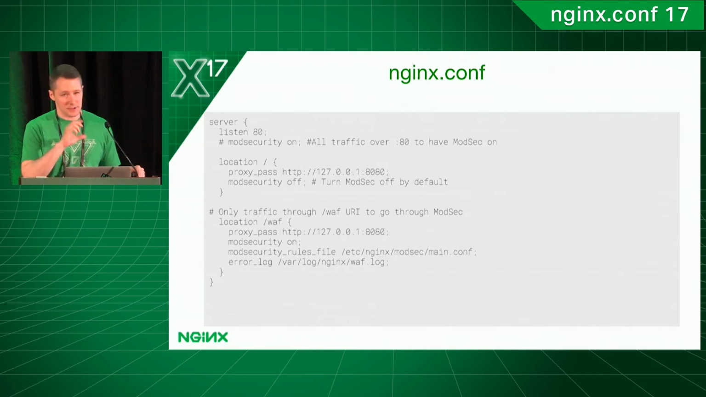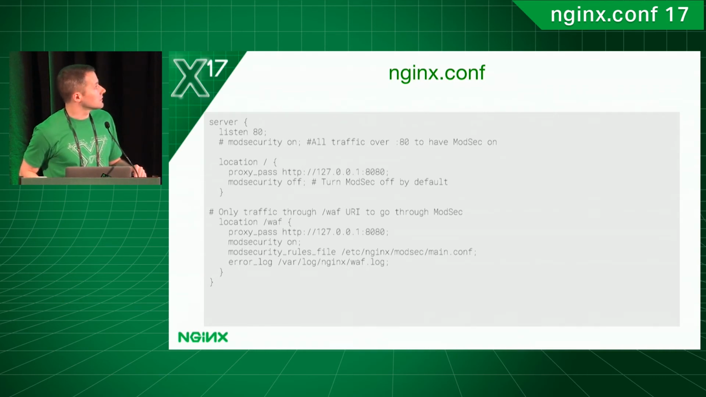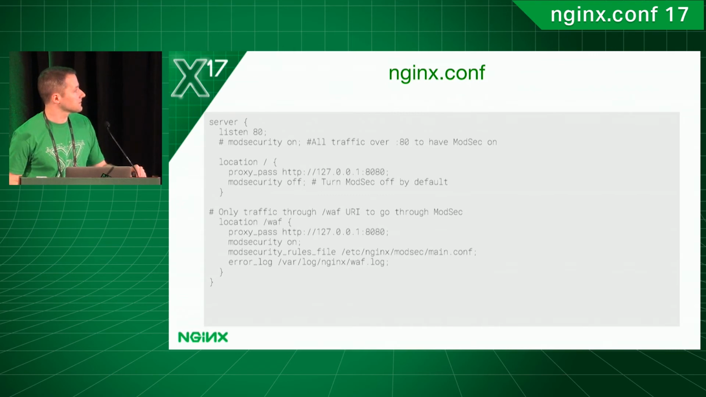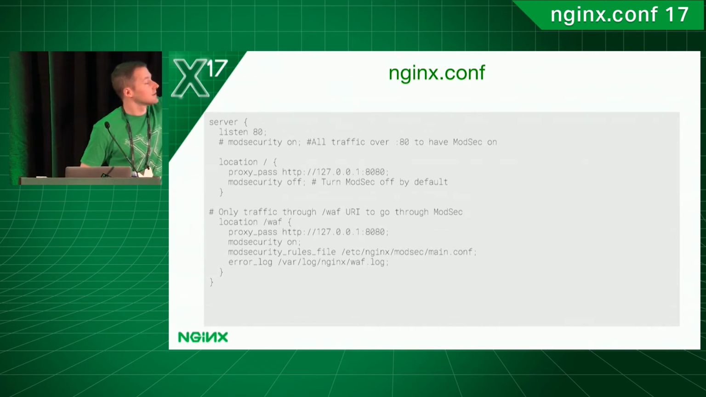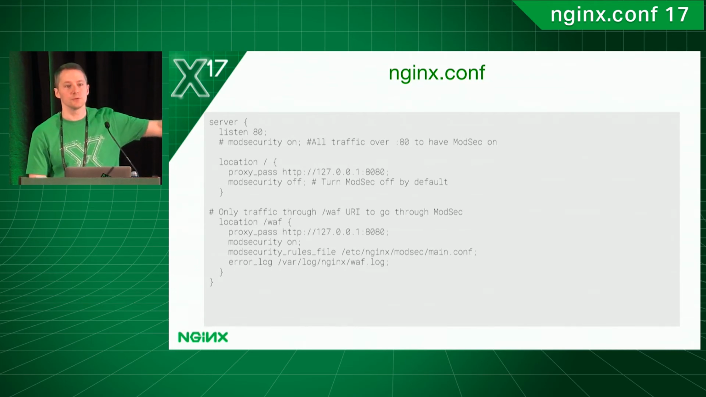So what the configuration actually looks like, it's very simple to actually get this stood up. So this is application configuration with NGINX, and so you have a normal location, and then you have a location that you want to protect with the WAF, and really it's just two directives to enable that, right? Turning it on and then specifying the rules that you want to use.